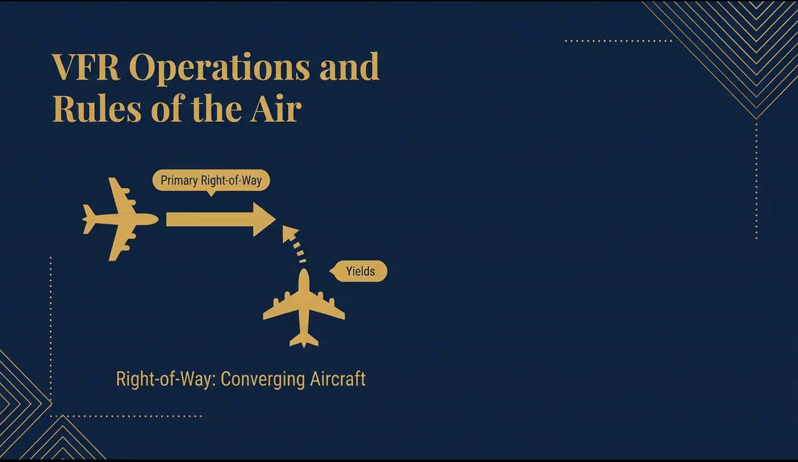Right-of-way rules help prevent collisions. If you are converging with another aircraft at approximately the same altitude, the aircraft that has the other on its right must give way. The aircraft seeing traffic on its left should maintain its course and speed. An aircraft being overtaken always has the right-of-way, and the overtaking aircraft must alter its heading to the right to keep well clear.